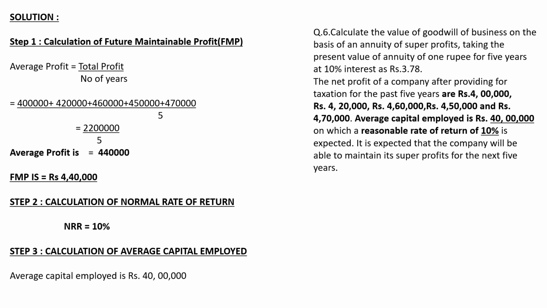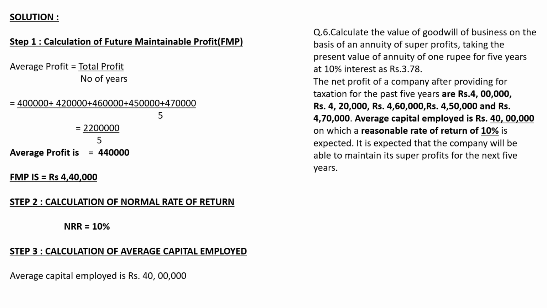So in the sum itself it is given that the reasonable rate of return is 10%. So your normal rate of return, NRR, is 10%. Then calculation of average capital employed. In this sum it's very easy because average capital employed is given in the sum itself. You don't have to do any calculation. That means you don't have to add up any assets and then deduct external liabilities. Okay, so these are your 3 steps in your problem number 6.